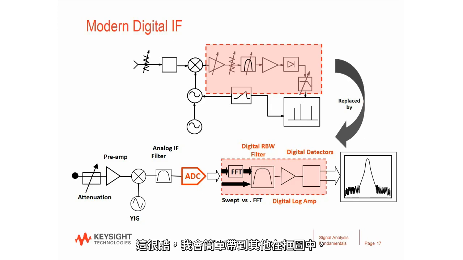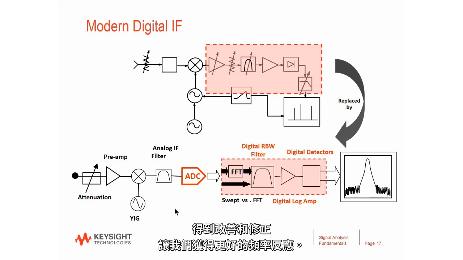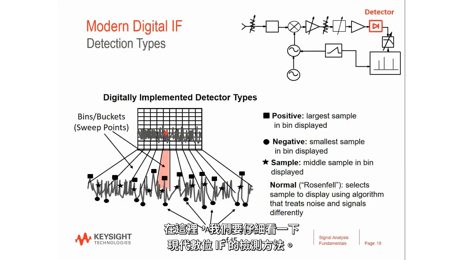I'll briefly mention too that other parts of the block diagram have also been enhanced with time. For example, the synthesis and phase noise of the local oscillator has been improved, and corrections that help us get better frequency response. Lots of things have gotten better, but for the moment I'm just going to focus on this pink section. So here we're going to take a closer look at what detection means with a modern digital IF.